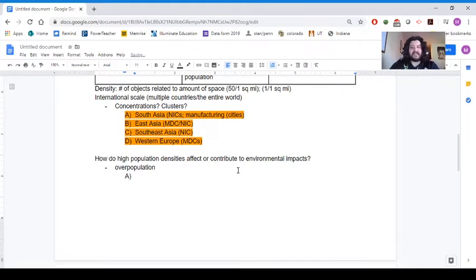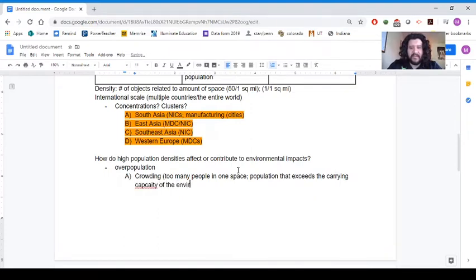And for overpopulation, well, I know that we have crowding, right? And we have too many people in one space. And the formal human geography term would be a population that exceeds the carrying capacity of the environment. That might be our human geography definition for it. But again, that itself is not an answer. That's just helping frame my response. So what I have to go on next to say is, okay, well, what happens when I have too many people? What happens when I do exceed that carrying capacity?